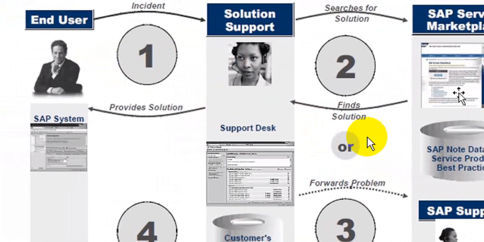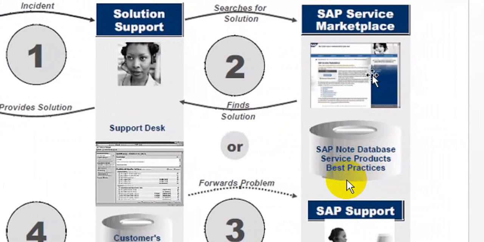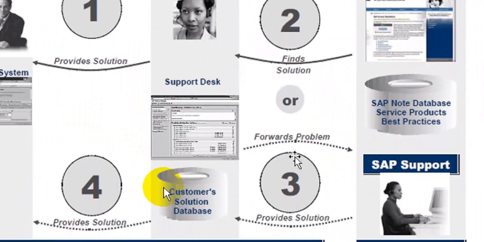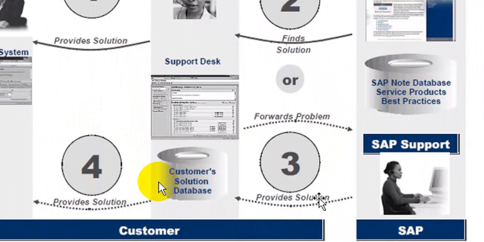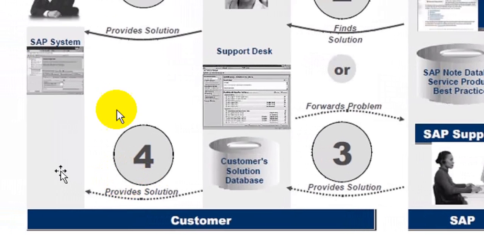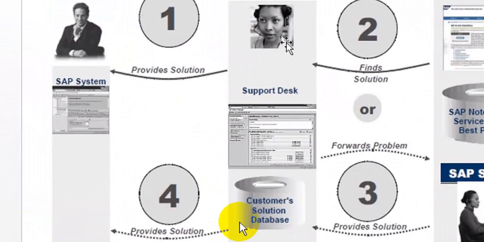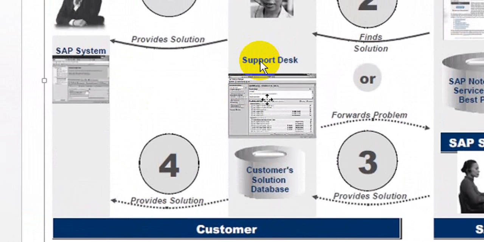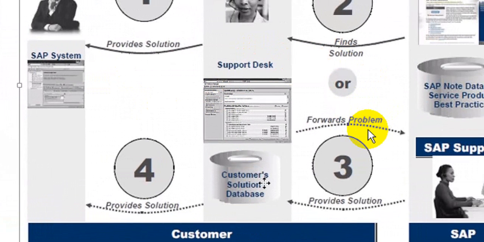If the service marketplace doesn't have any proper information, it will connect to the SAP support. SAP support finds the solution and provides the solution to the customer database and gives the reply to the end user. This is the solution idea. This is the support desk. This is the customer solution database.